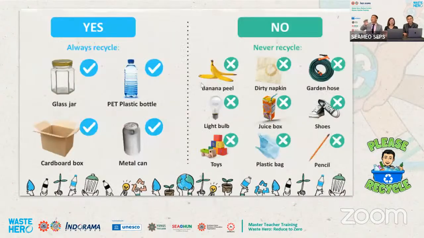And then after this, I show them the 2 categories of recyclables and non-recyclables. So they start to get into it: oh, this one can be recycled, this one cannot be recycled. So I should start recycling.